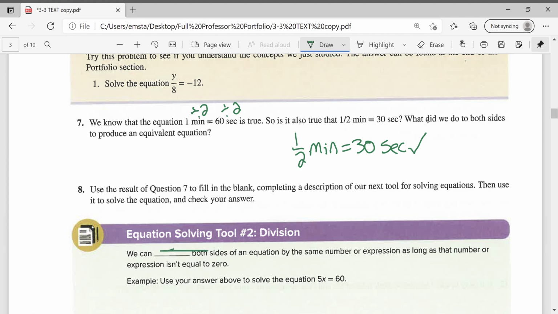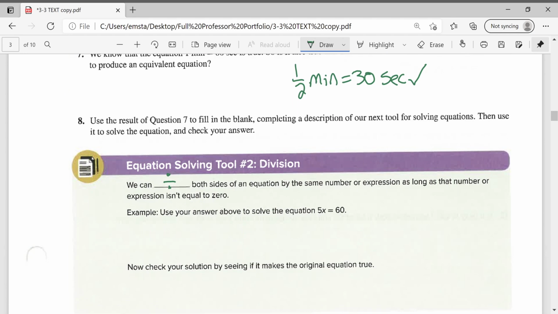So we can divide both sides of the equation by the same number as long as it's not 0. So right now they give us an example of 5 times x equals 60. What is the opposite of multiplying? It would be dividing. So we divide both sides by 5 and get x equals 12. To plug it in, we're going to do 5 times 12 and see if it equals 60. It does, so we're happy. We know our answer is correct.